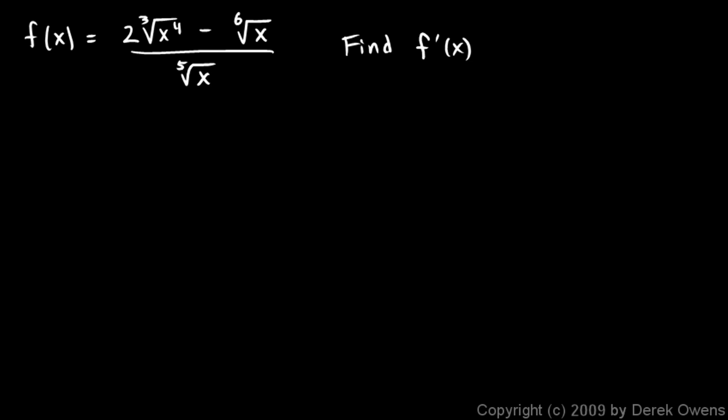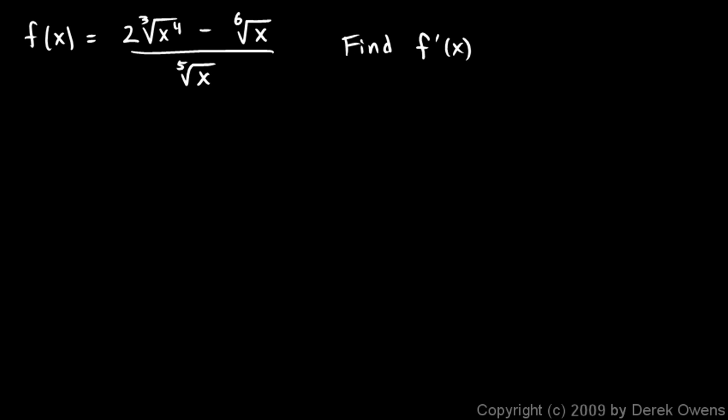Okay, here's a derivative problem that involves exponents and radicals and also a quotient. We're given f of x is 2 times the cube root of x to the fourth minus the sixth root of x, divided by the fifth root of x. And we're told to find f prime, or find the derivative.